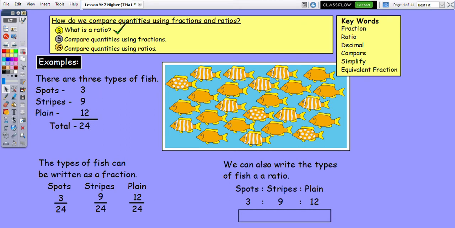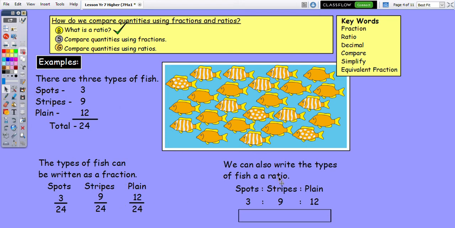Now I could write the number of fish, or the types of fish, as fractions or as ratios. If I was going to write the types of fish as a fraction, I'd write the number of fish out of the total number of fish. So for example, the number of spotted fish is 3 out of 24, striped 9 out of 24, and plain 12 out of 24. So I could write them as a fraction. I could, if I wanted, simplify the fractions. But essentially I can write the number of fish and the types of fish as a fraction.